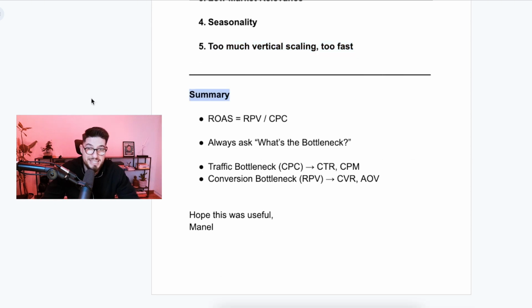But anyways, as a summary for the video, the ROAS is revenue per visit divided by CPC. Then always ask, what's the bottleneck? Instead of saying, my ROAS is down, what do I do? And then remember, if you have a traffic bottleneck, it's going to be the CPC. You're going to see it in the CPC. And then from CPC, go CTR, CPM. And last thing, conversion bottleneck, revenue per visit. Check the conversion rate, check the AOB, and see where's the problem. And after that, fix it.